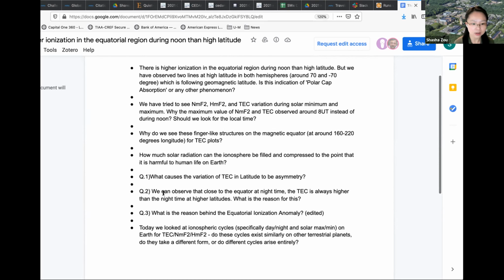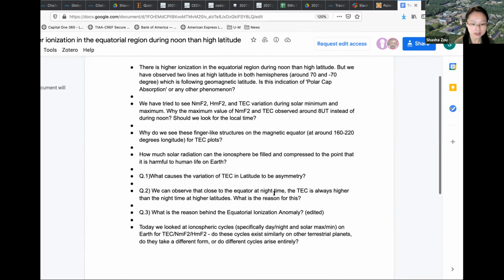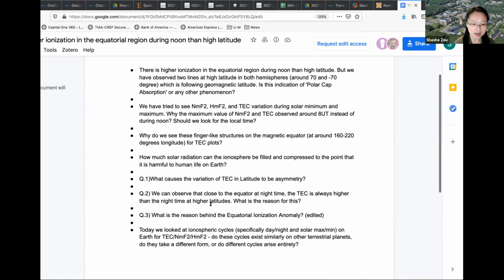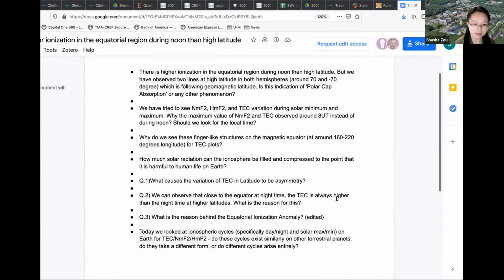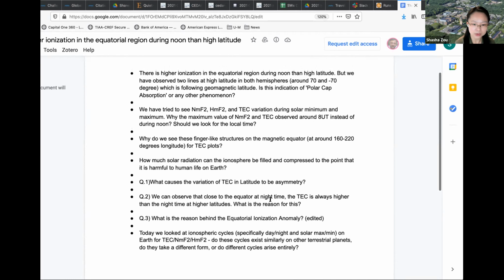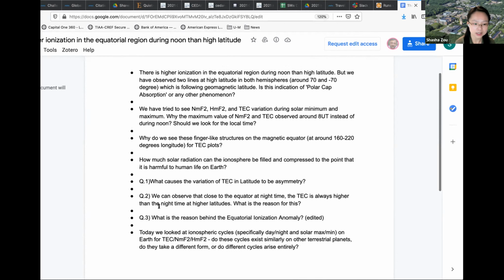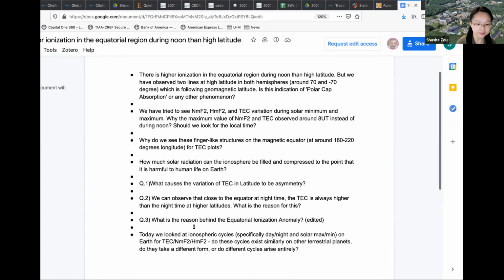The second question is, we can observe that close to the equator on the night side, the TEC is always higher than the nighttime at higher latitudes. What's the reason for that? Close to the equator, TEC is higher than the night side at higher latitude. Oh, okay. This is the equatorial ionization anomaly that we just saw. And those questions perfectly direct me to the second part of the lecture, where we start to look at the dynamics.